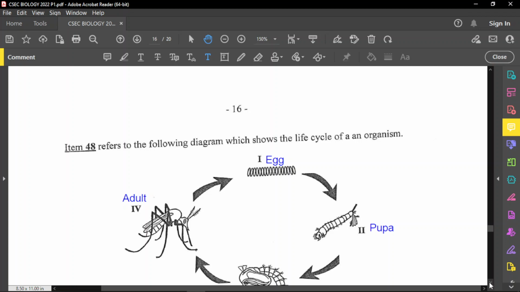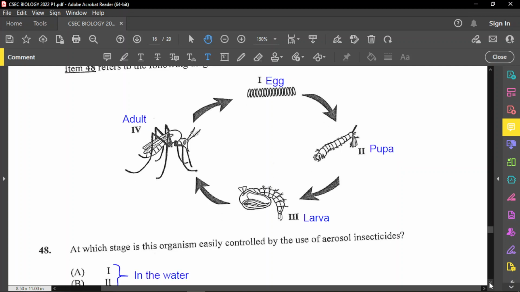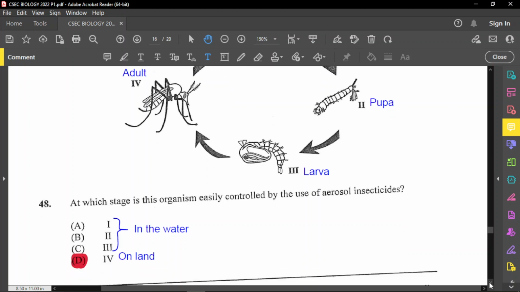Now, 48 refers to the following diagram, which shows the life cycle of an organism, and this is a mosquito, of course. So I label them again. We have the egg, the pupa, the larva, and the adult. And it said, at which stage is the organism easily controlled by the use of aerosol insecticides? And aerosol is really like sprays, sprays in the atmosphere, in the air. All right, so it's gaseous.